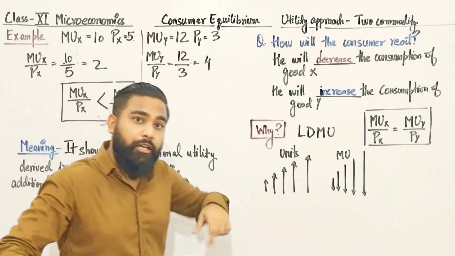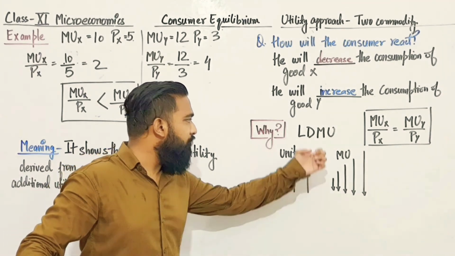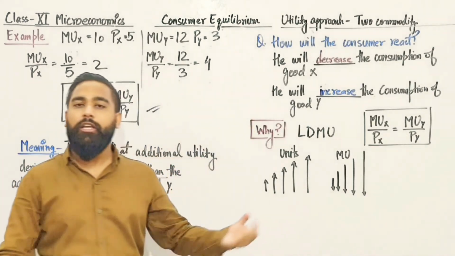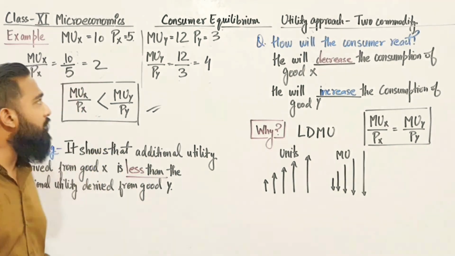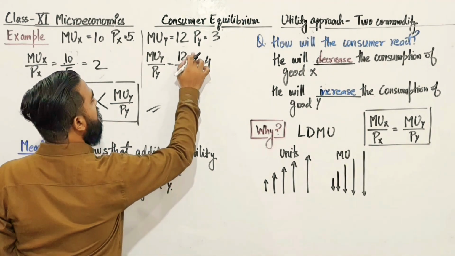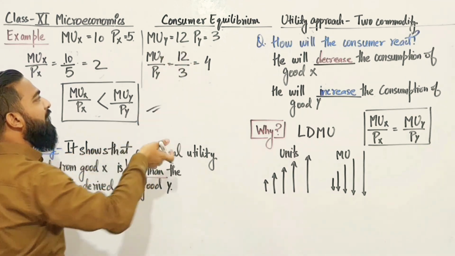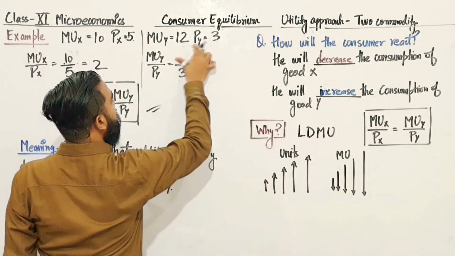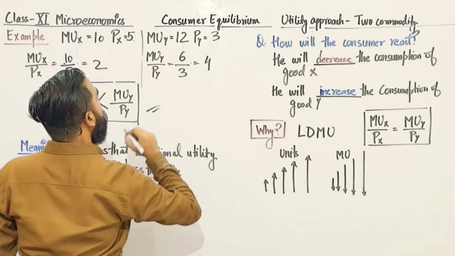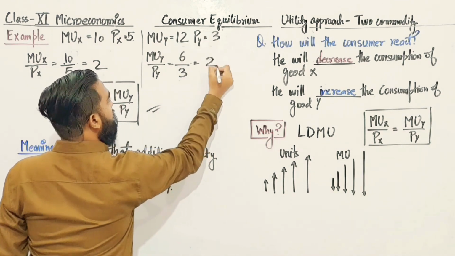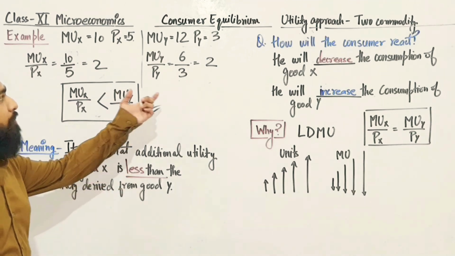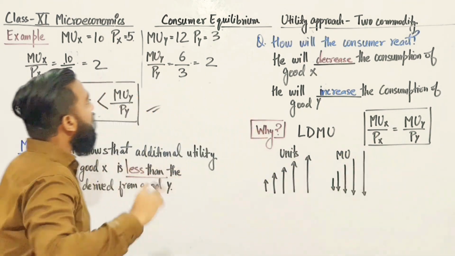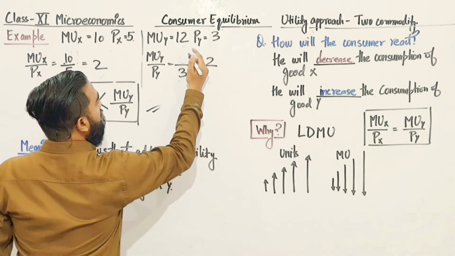If we increase the units of good Y, the marginal utility will go on decreasing. Then the marginal utility will go on decreasing from 12 to 10, 10 to 8, and at some point, it will become exactly equal to 6, and thus MUY upon PY will become equal to 2, and again the scenario will be the consumer's equilibrium. Understand?